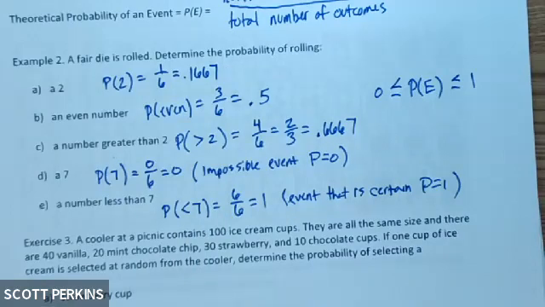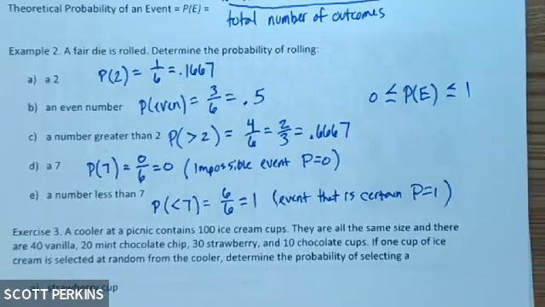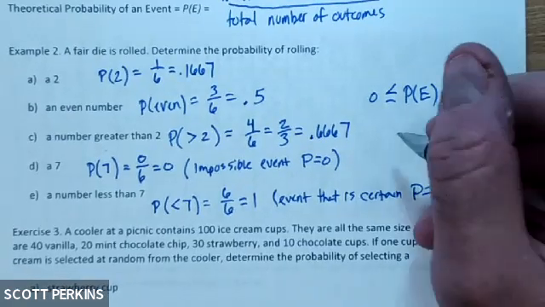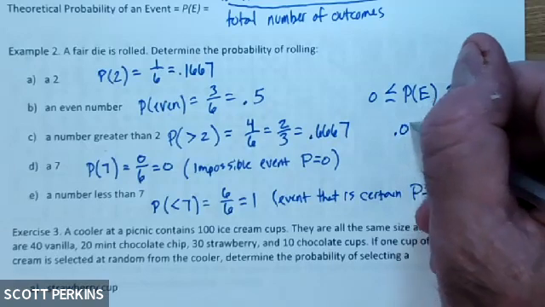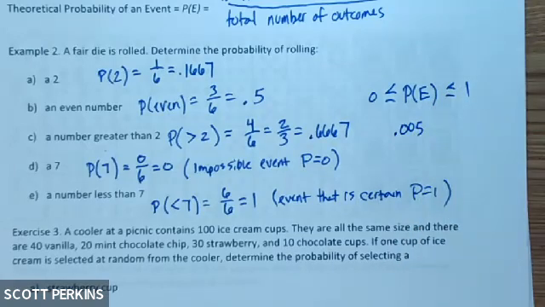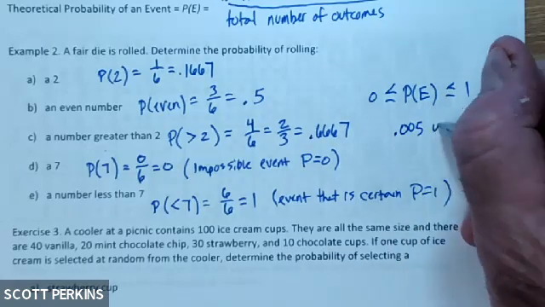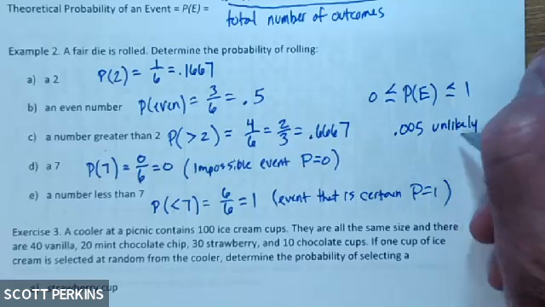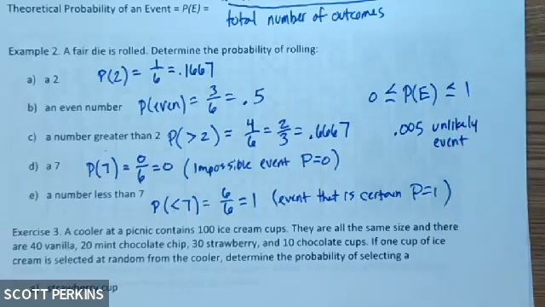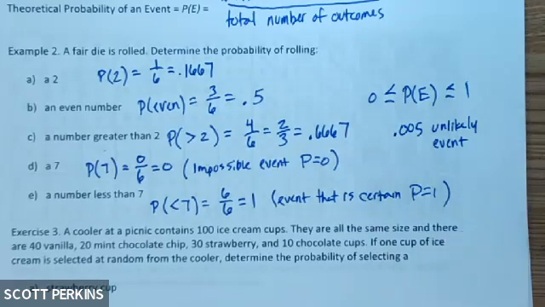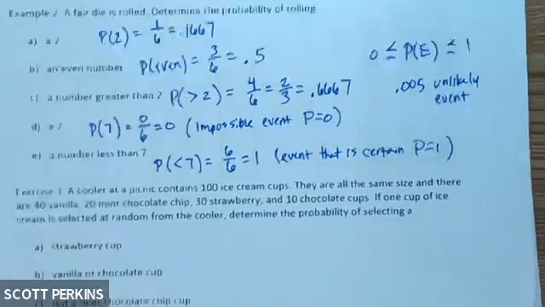Generally, people that deal with probability would consider something like 0.005 an unlikely event. That's just terminology that I'm not going to quiz you on, but I'm letting you know. So that gives us our range of values, and when we see probabilities closer to 1, that means they're more likely to happen.